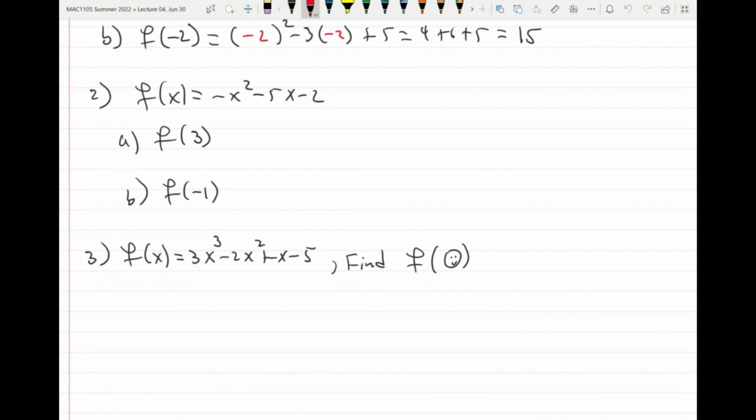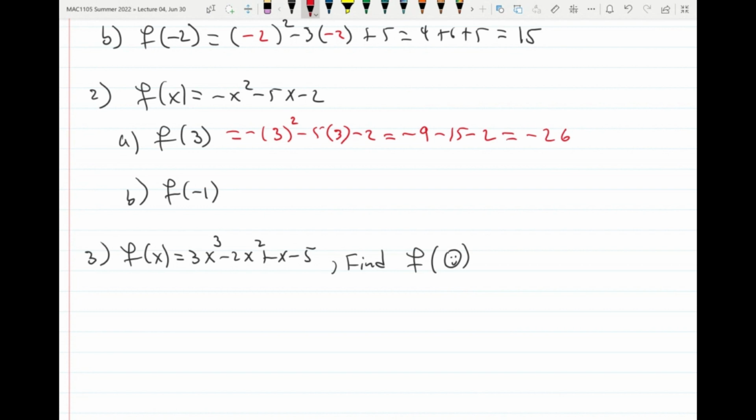What's the answer to the first one? What's f of 3? Well, let's see. We have -3, so the negative is outside. 3 squared and -5 times 3 minus 2. So what is this? That's -9 minus 15 minus 2. So what do we get? -26.